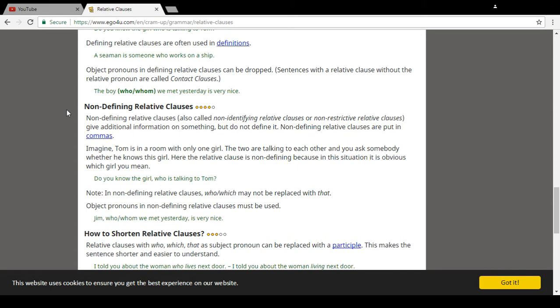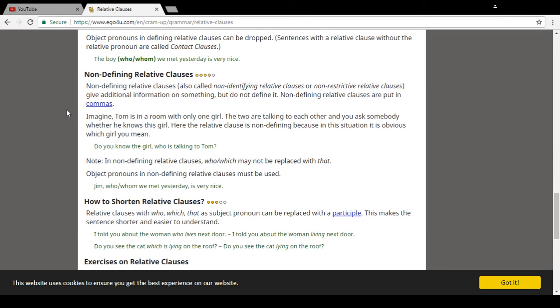A seaman is someone who works on a ship. Znači, ovo je odličan primjer, u definicijama se koriste ove definirajuće klauze. Neki brodar, odnosno seaman, je neko ko radi na brodu. Object pronouns in defining relative clauses can be dropped. Sentences with the relative clause without the relative pronoun are called contact clauses. Znači, objektne zamjenice u definirajućim relativnim klauzama se mogu izbaciti. Rečenice sa relativnim klauzama bez relativnih zamjenica zovu se kontaktne klauze.